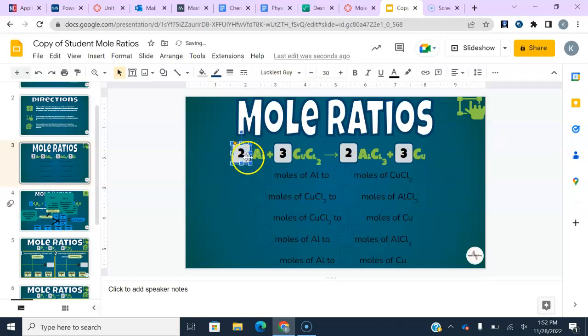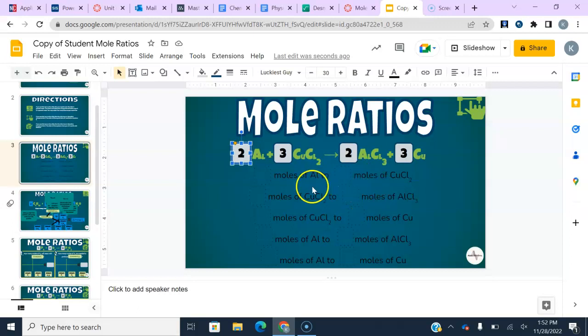So we've got 2 aluminum plus 3 copper chloride will yield 2 aluminum chloride plus 3 copper. This is already balanced for us, and here we just have to do our ratios. This first one wants moles of aluminum to moles of copper chloride.